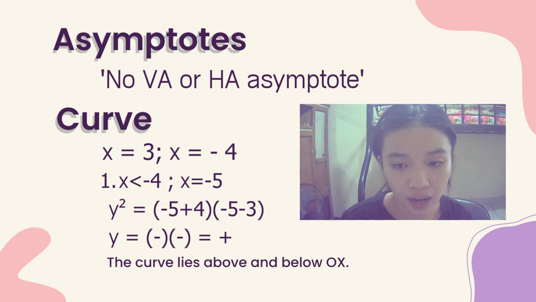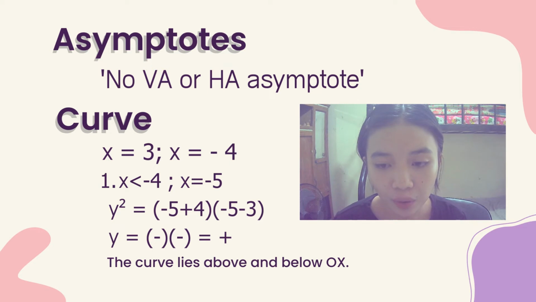Now, the factored form is very useful here in obtaining the sign of y. By substituting values of x, we can determine the sign of y, regions where there is no graph, and regions where the curve lies. So, sa ating given, we have 3 and negative 4 as our x-intercepts. Number 1, x is less than negative 4. We can say that negative 5 is less than negative 4. So, through substitution, isa-substitute natin siya sa ating factored form, which gives us y squared is equal to negative 5 plus 4 times negative 5 minus 3.